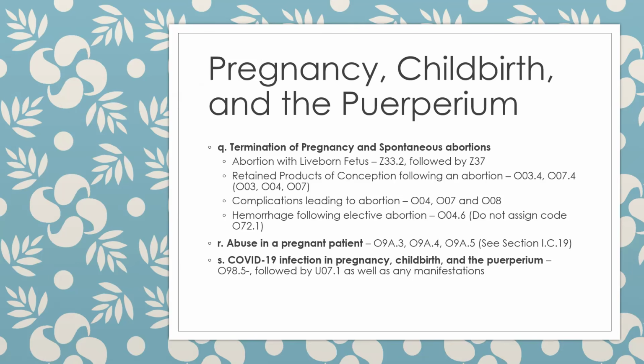If the reason for the admission or encounter is unrelated to COVID-19, but the patient has also been diagnosed with COVID-19 during the admission or encounter, the appropriate code for the reason for the admission or encounter should be sequenced as principal first listed diagnosis, and codes O98.5 and U07.1, as well as the appropriate codes for the associated COVID-19 manifestations, should be assigned as additional diagnoses.